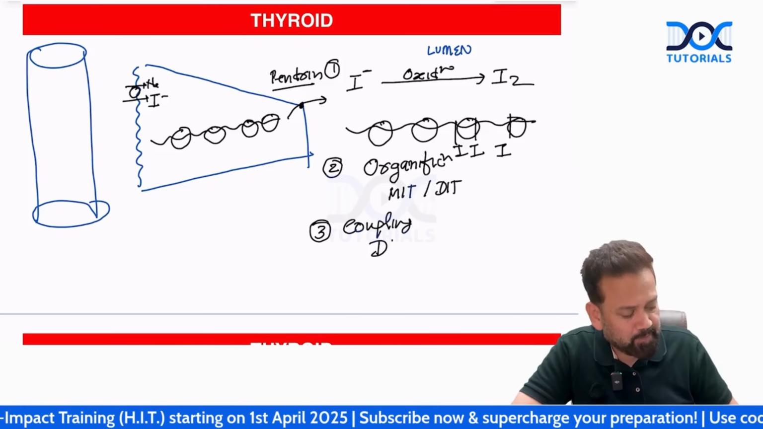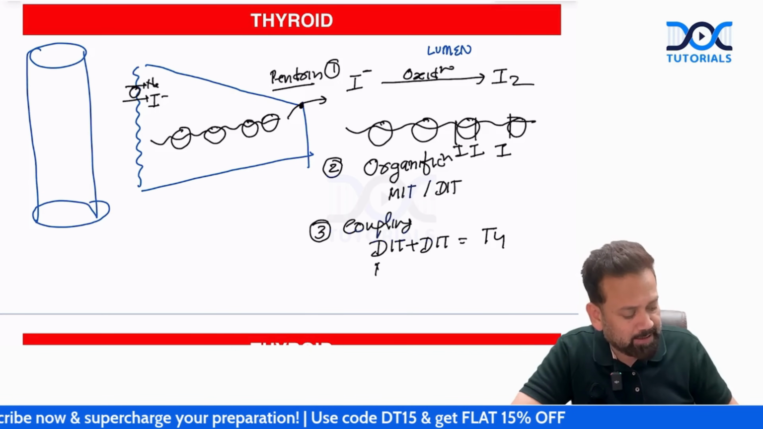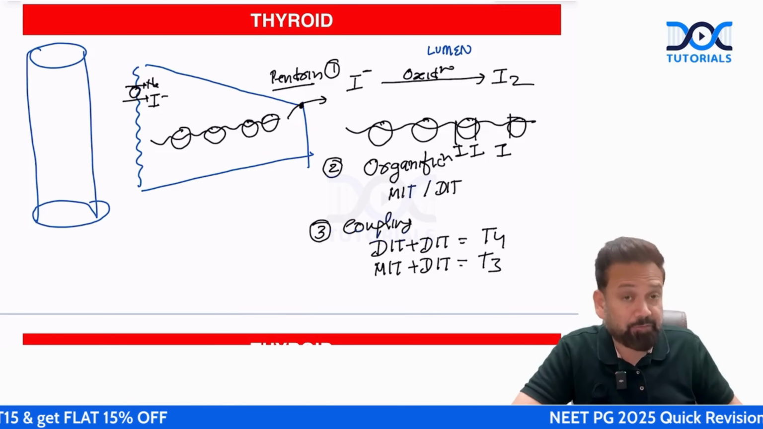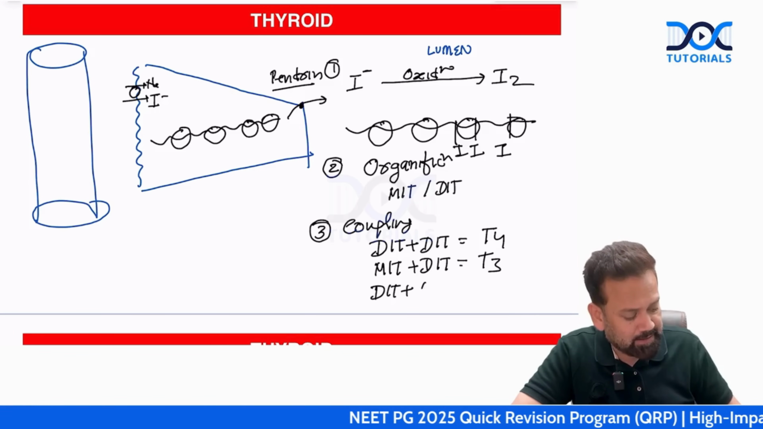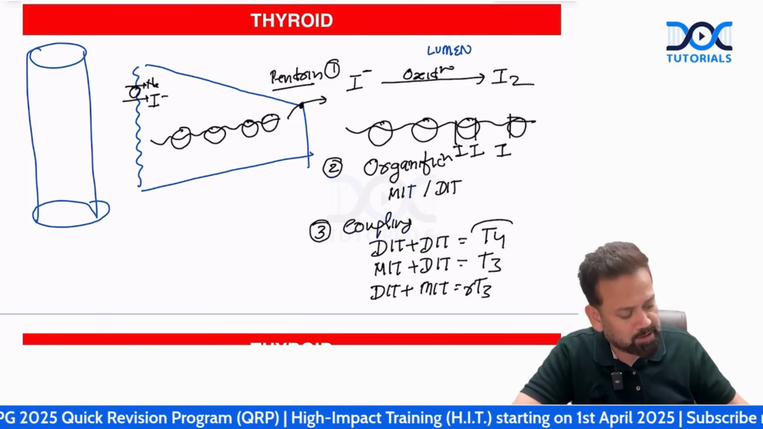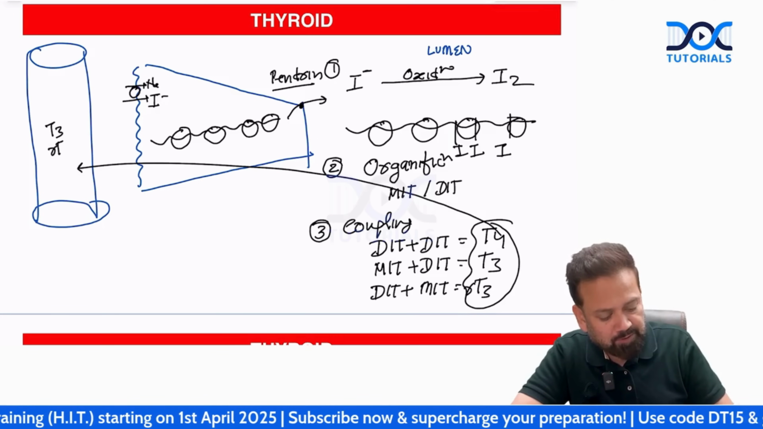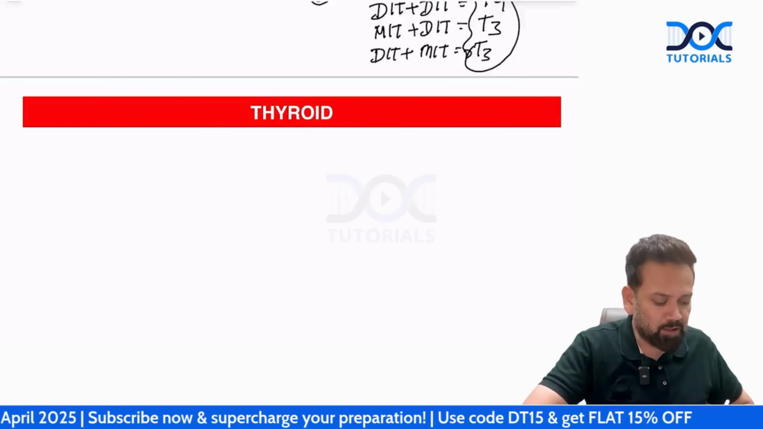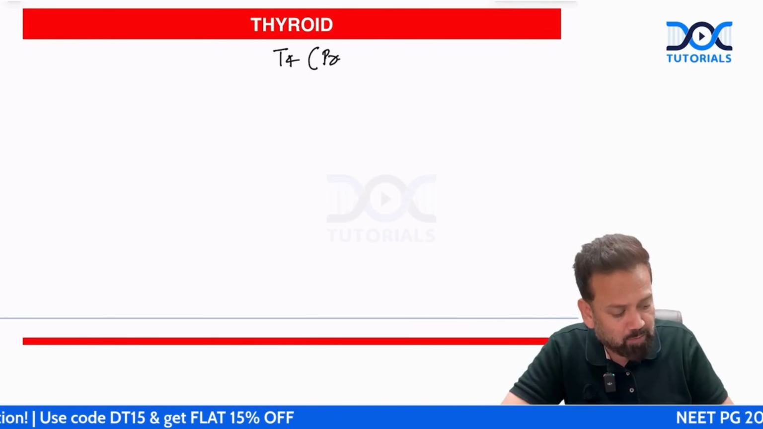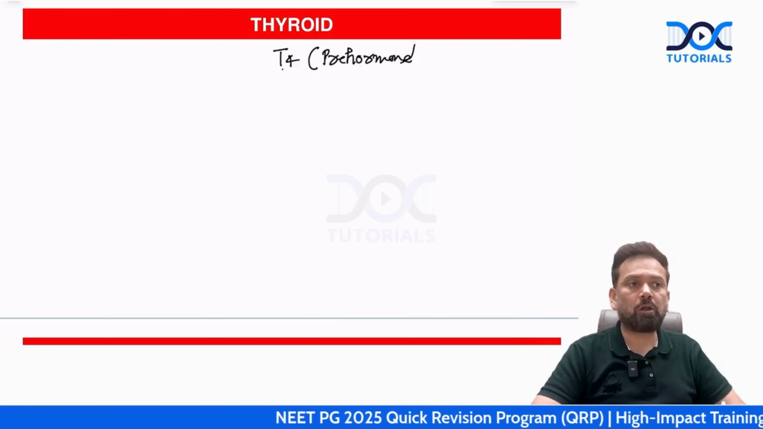If DIT combines with DIT, it forms T4. If MIT is early in the chain and DIT late in the chain, it forms T3. If DIT is early in the chain and MIT late in the chain, it forms reverse T3. And all these will get endocytosed into the blood. In the blood, we will have T3, reverse T3, and T4. Clear? Now, T4 is called a precursor hormone or simply pre-hormone.